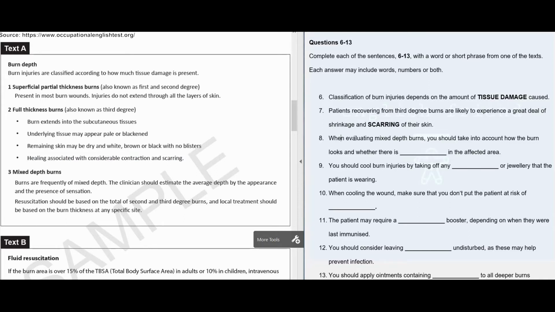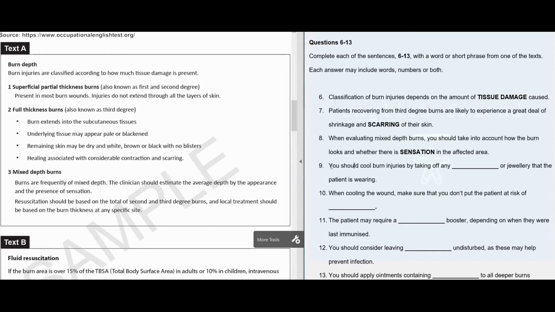Now question number 8. When evaluating mixed depth burns, you should take into account how the burn looks and whether there is dash in the affected area. This information is also in text A. Here under the subheading mixed depth burns: burns are frequently of mixed depth. The clinician should estimate the average depth by the appearance and the presence of sensation. Appearance has been mentioned here, how the burn looks. So that's what appearance is called. Whether there is dash in the affected area. So what we need to write here as the answer for question number 8 is sensation.